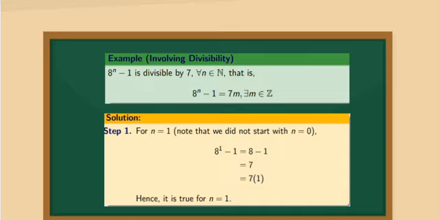Example: 8 raised to the power of n minus 1 is divisible by 7 for all n element of natural numbers. That is, 8 raised to the power of n minus 1 is equal to 7m, there exists m element of integers. Step 1. For n equals 1, that is, 8 raised to the power of 1 minus 1, that is equal to 8 minus 1, which is equal to 7. 7 times 1 is 7, hence it is true for n equals 1.